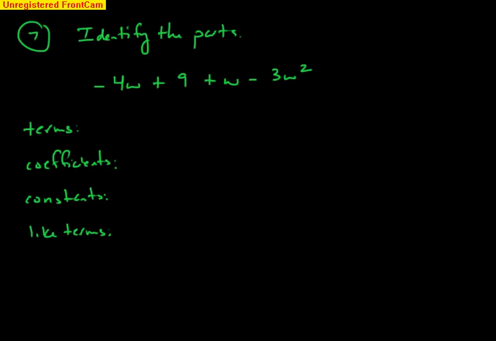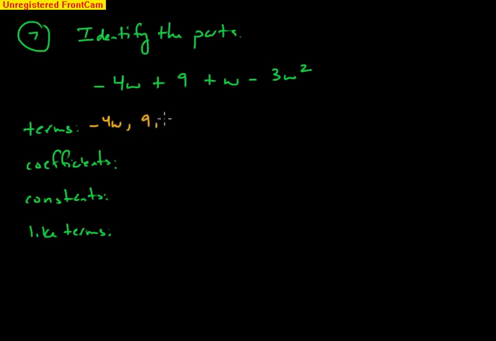Okay, here's our next problem. It's an expression, and we have to identify the parts. And those parts are terms, coefficients, constants, and like terms. So that's what I have listed here on the left. So if I look at this, this says negative 4w plus 9 plus w minus 3w squared. So all of the terms are just the parts listed above. Notice I'm going to put the negatives with the negative terms.